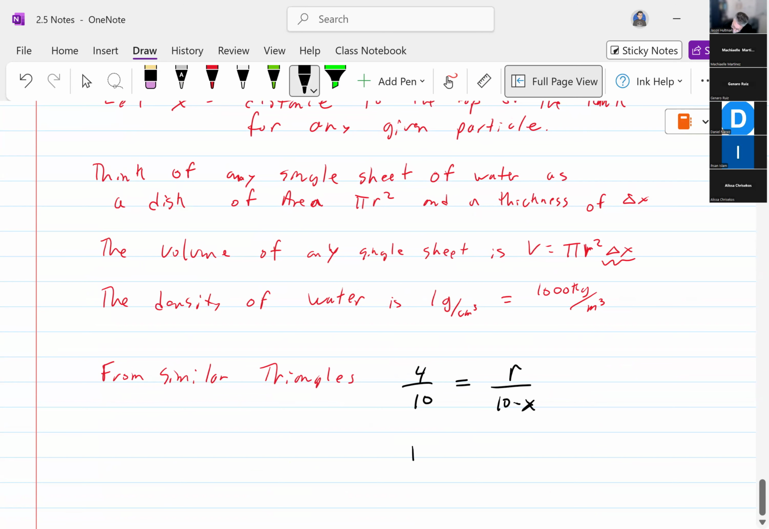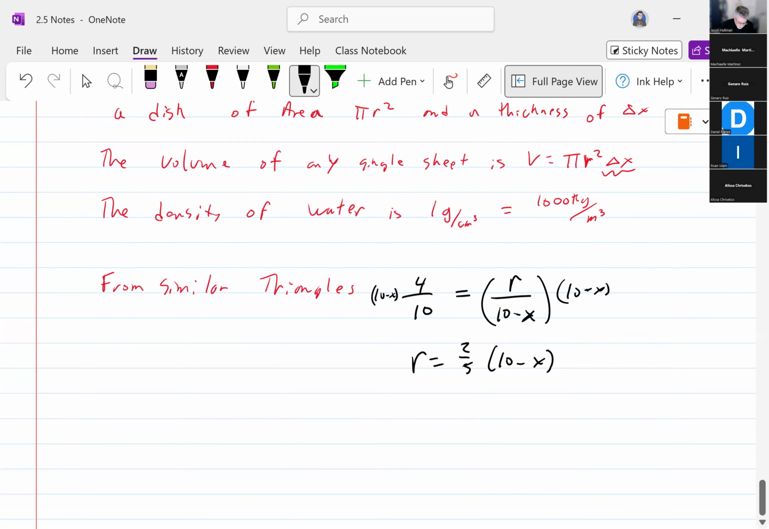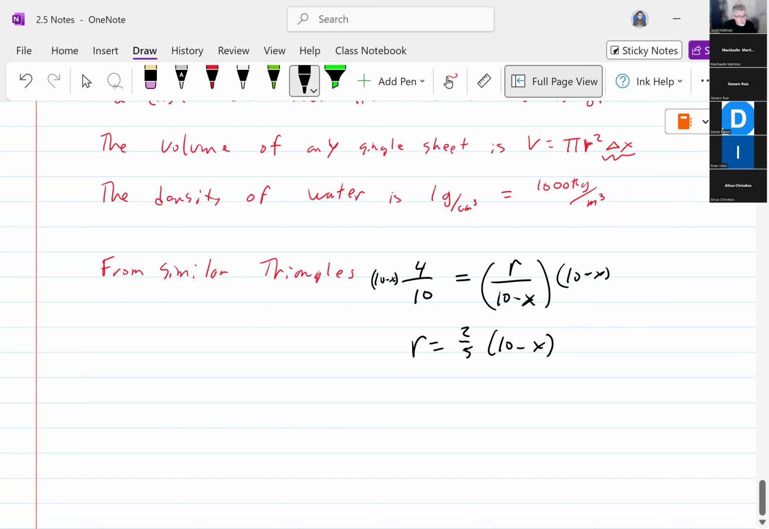Solving for R, you can multiply both sides by 10 minus X. We get 4/10, which reduces to 2/5, times 10 minus X. And that's what the radius is at any point in terms of the height, using similar triangles. Why is this important? Because we need to figure out the work.